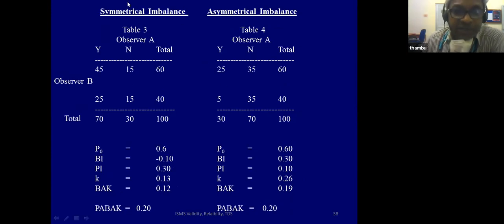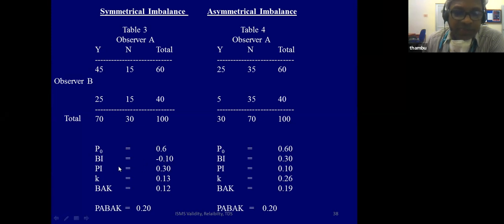If you have a symmetrical imbalance and an asymmetrical imbalance. In the symmetrical one, the totals are 45 and 15. The total here is 70 and 60. So it looks very symmetrical, but there is an imbalance. 60 and 40 are slightly imbalanced, 70 and 30 are slightly imbalanced. The observed agreement is 0.6.